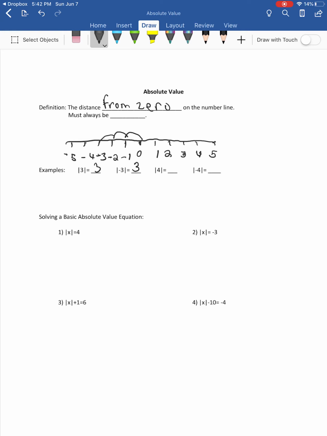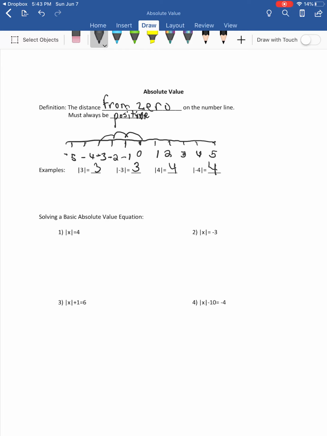So what we want to fill in here: absolute values must always be positive, okay? There's no such thing as negative distance. Either you're walking one way or you're walking the other way. You're still walking a certain distance, okay? So the absolute value of 4 is also 4, and the absolute value of -4 is also 4. Okay. So you should have known all this stuff in middle school. You certainly saw it.